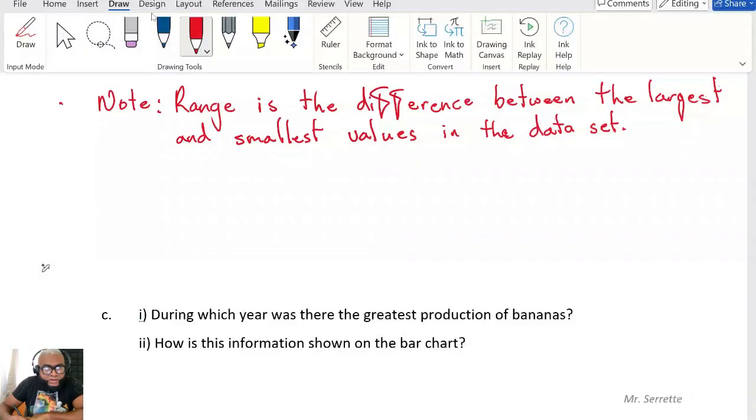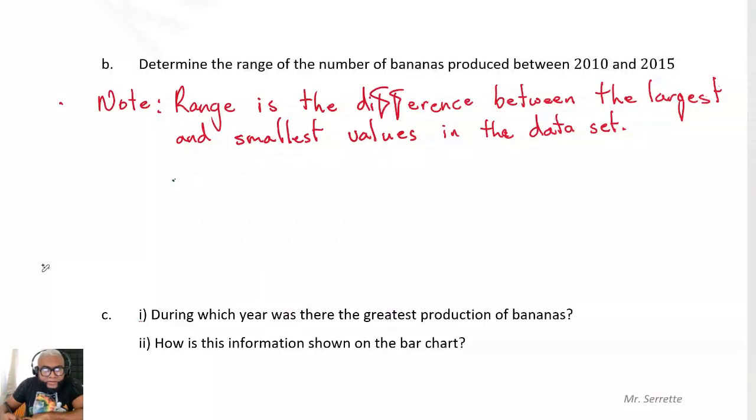Okay? Right. So, what is the largest value from 2010? So, this is the range I'm finding now. What is the largest value, my children?